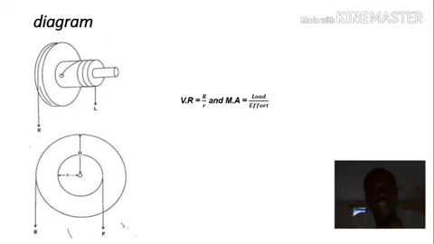When you're asked to find the velocity ratio, you simply take capital R, the radius of the wheel, over small r, the radius of the axle. And mechanical advantage remains the same. There's no change in the formula for MA. It is just load over effort.